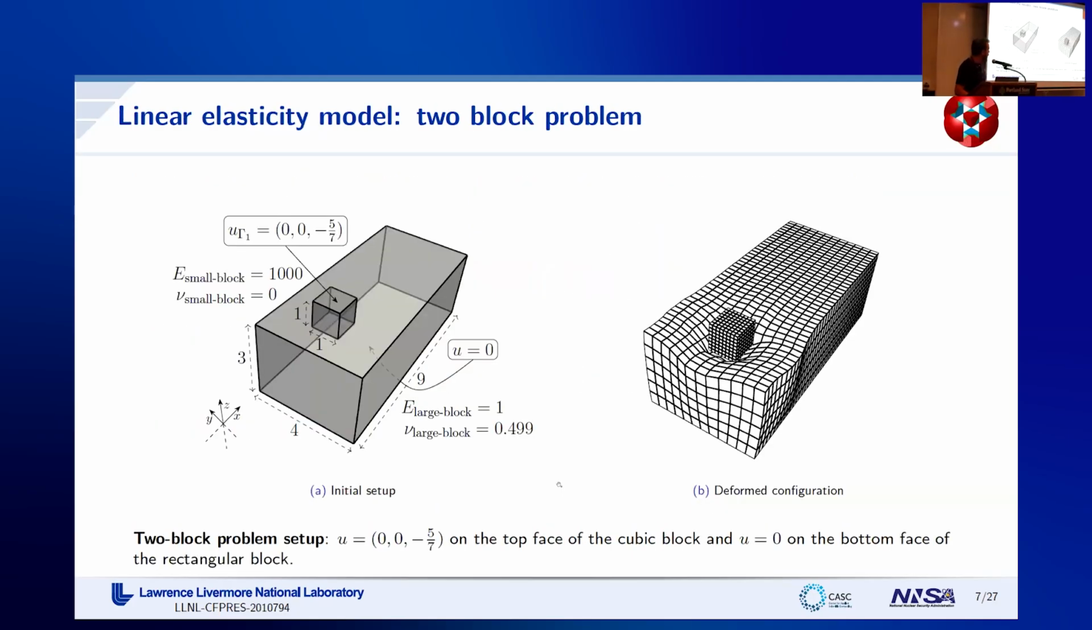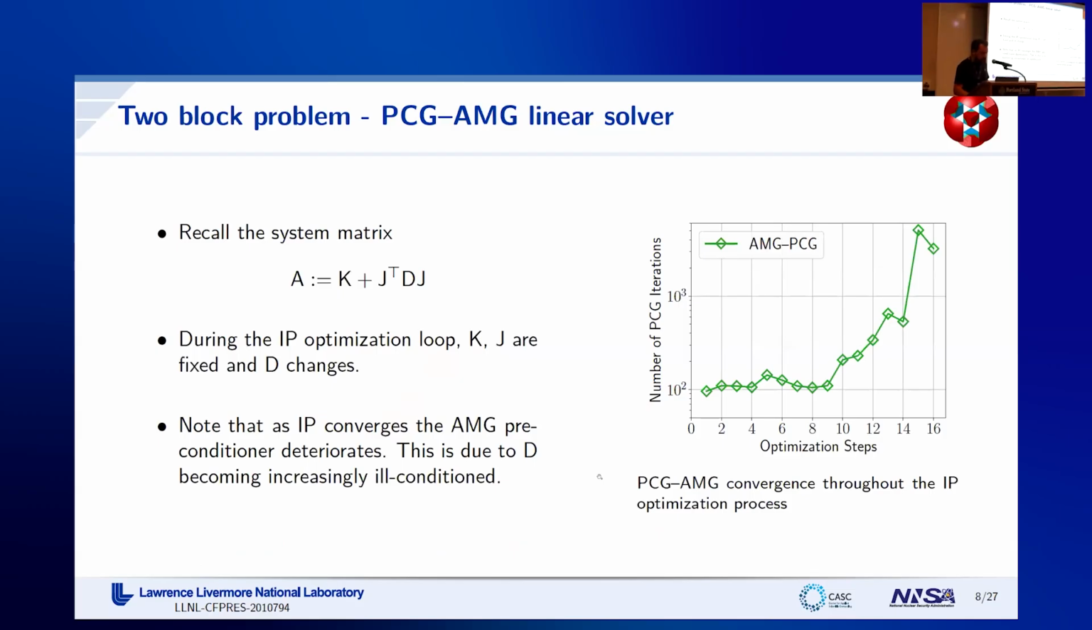So let's look at our example here, a very basic one. We have a cube resting on this beam, and it's pushing downwards. This one is fixed. This is the final configuration. Nothing fancy here, but as you can see, how the solver is behaving, like AMG on this system, as you converge. So basically the contact constraints are satisfied more and more. AMG suffers. It goes from 100 iterations to more than a couple of thousand.